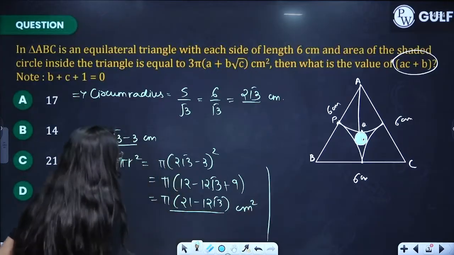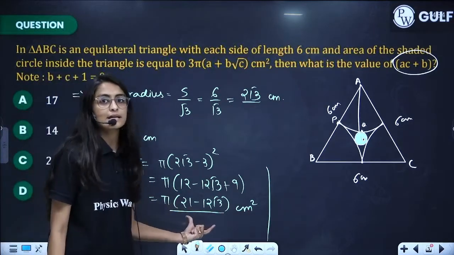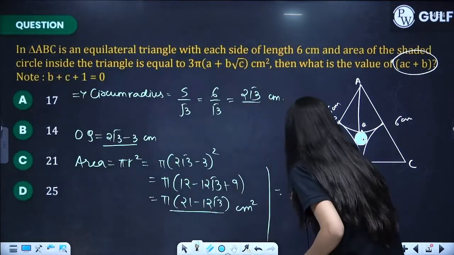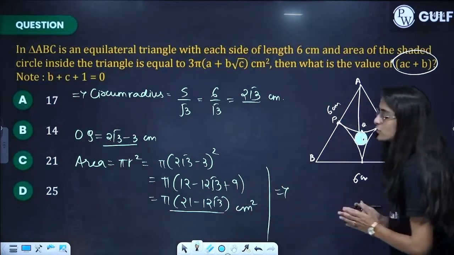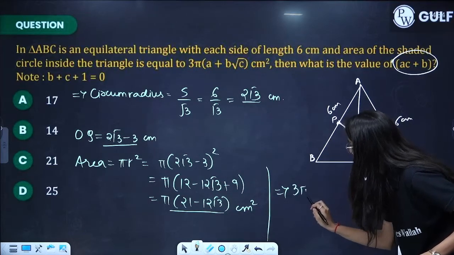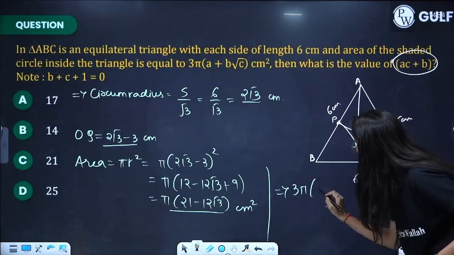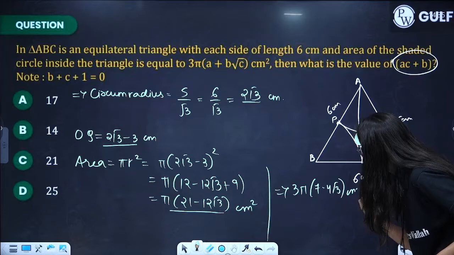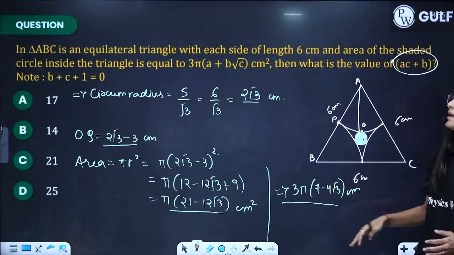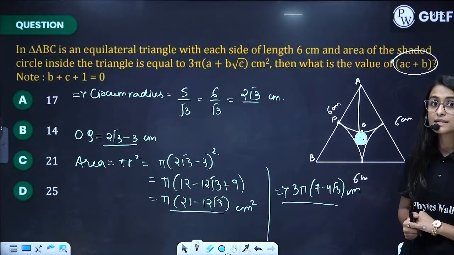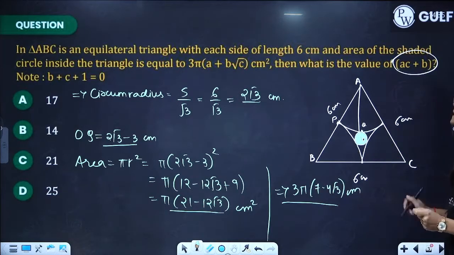Do not forget, it's the area. Now here I can take something common. Which term could I take common? 3 sevens are 21, 3 fours are 12, so 3 would be common over here. So I can rewrite this answer as 3 pi multiplied by 7 minus 4 root 3 centimeter square. Now compare it with the expression given in the question itself: 3 pi multiplied by a plus b root c. What we need to obtain is the value of ac plus b.